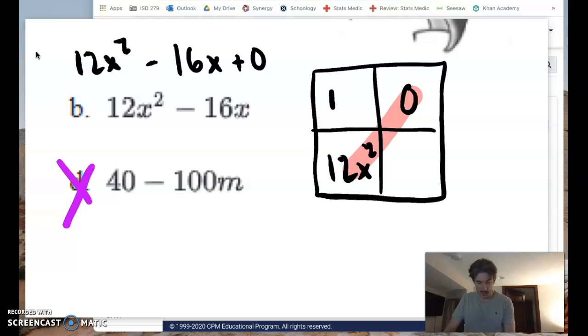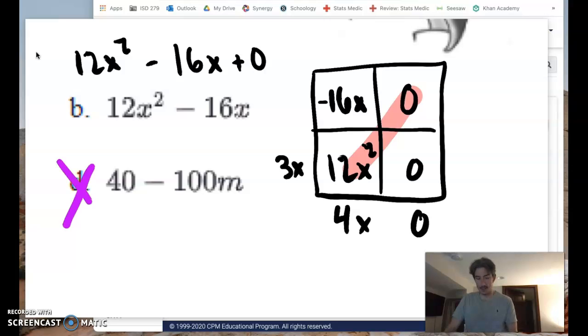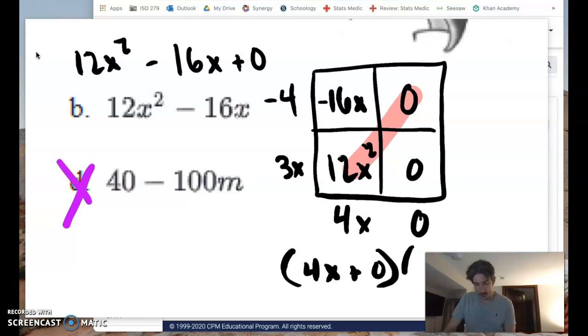And if I do it this way, just put a 16x here and a 0 here, well, then that means this is going to be, let's see, it's got to be negative. That means I could use things like 3x and 4x. I'll put the 4x here just because I recognize 4 goes into 16. I'll put the 3x here. This is going to be 4x and 0. And then this would have to be 3x, and the way I get a negative 16 is with a negative 4. Okay, now you could write this as 4x plus 0. All right, you could write this as 3x minus 4. And does that work? Yeah.